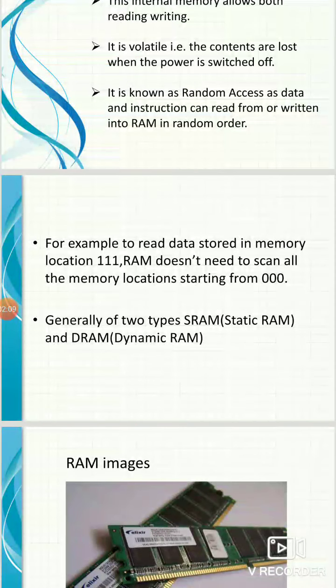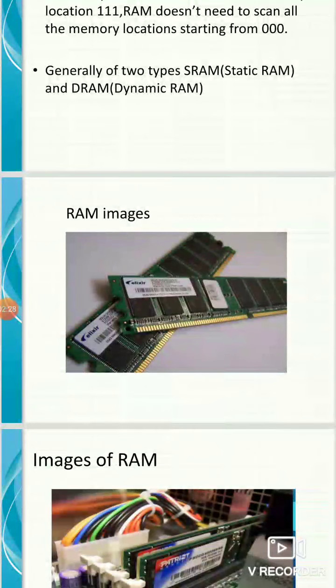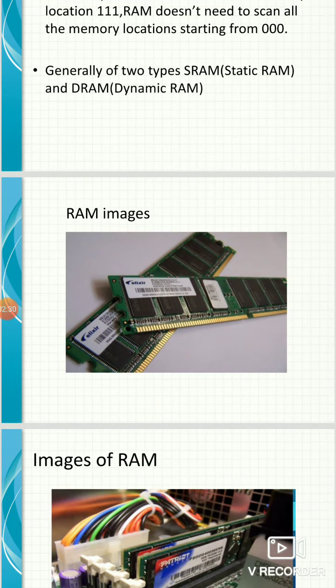For example, to read data stored in memory location 111, RAM does not need to scan all the memory locations starting from 000. Generally, RAM is of two types, static RAM and dynamic RAM, which we will discuss in the next classes. Next, here are some images of RAM.